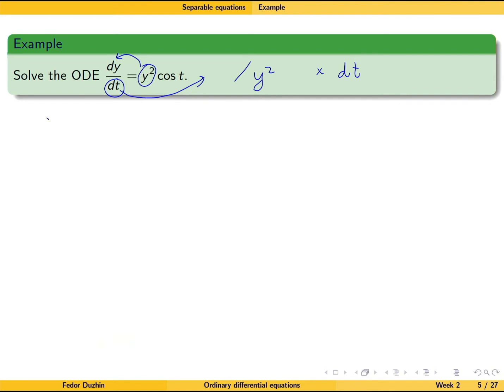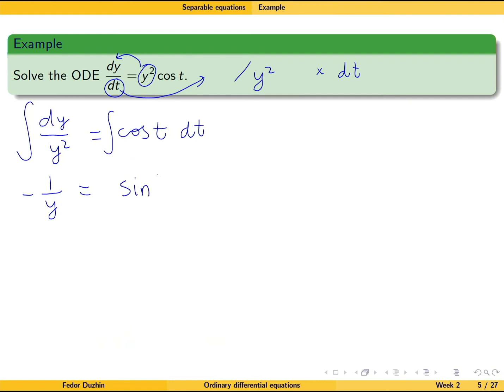By doing this, we are going to get the following. dy over y squared equals cosine t dt. Whatever that means. Of course, it's not really a true equation, and strictly speaking we should not just divide by or multiply by dt, but let me explain how the method works, and then I will prove that it is actually correct. What we do is we just write an integral sign. Well, now let us integrate. The antiderivative of 1 over y squared is minus 1 over y. The antiderivative of cosine t is sine t. And let's not forget the plus constant.